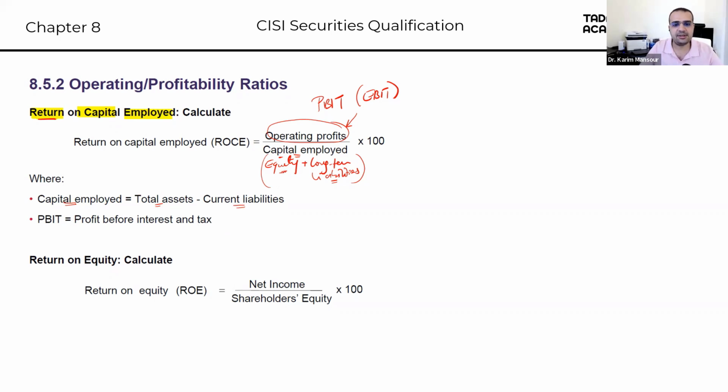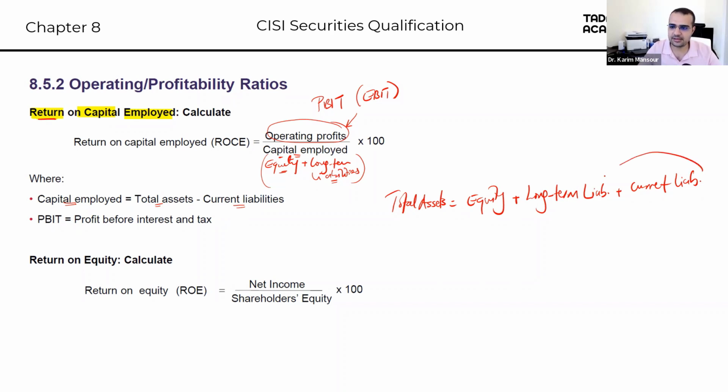Or it can be your equity plus your long-term liabilities. It's the same thing. Let me just write this down. So your total assets equal to your equity plus your liabilities, right? Your long-term or non-current liabilities plus your short-term liabilities or your current liabilities. This is the accounting equation, right?